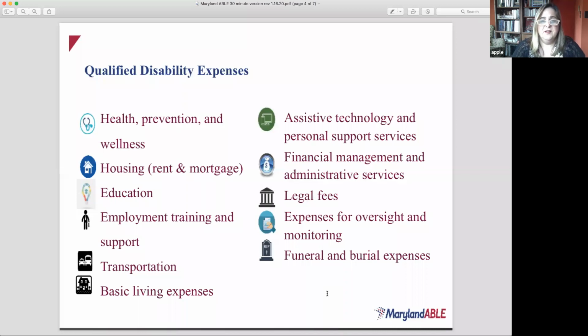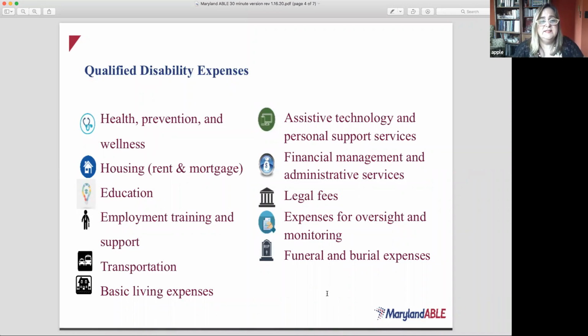The way our regulations were written is to say that a service or any type of thing that you could purchase is a qualified disability expense if it meets one of three criteria. Does it support the person with the disability in his or her health, independence, or quality of life? So this is a very broad definition, and it was intentionally written that way because everyone that has an ABLE account is going to have different needs.